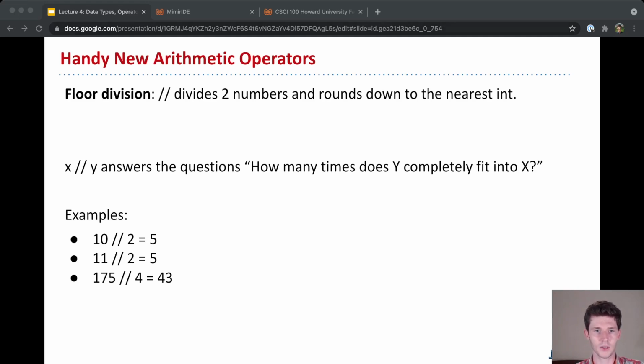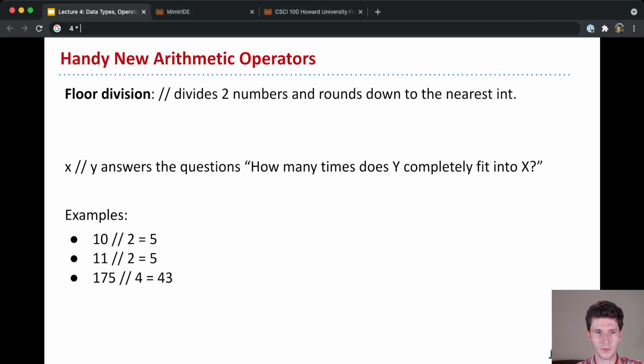In fact, we can check. 4 times 43 gives us 172. So you can see that after putting 4 into 175 43 times, we get to 172, which means that we have 3 left. And that's not enough to put in 4 another time. So 175 floor divided by 4 gives us 43.